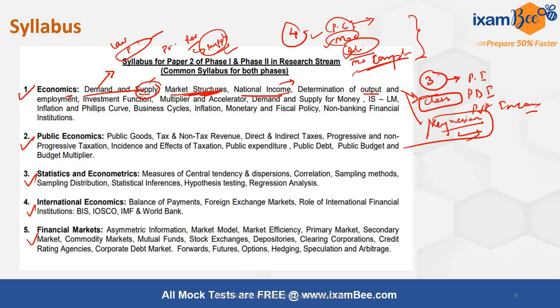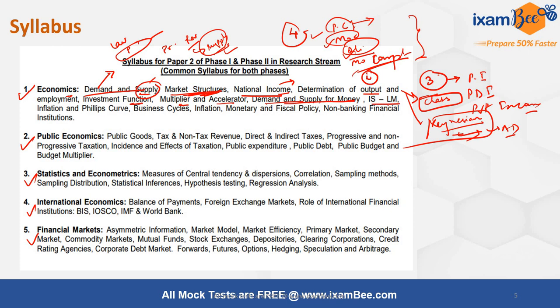Then various investment functions, what is the consumption function. So these are the components of aggregate demand under Keynesian. So you need to know this, and the multiplier and accelerator role, to know the demand and supply for money. So you need to know the quantity theory of money and how classicals treated money, and what was the proposition of Keynes for demand and supply for money, and how interest rate is determined in the money market.